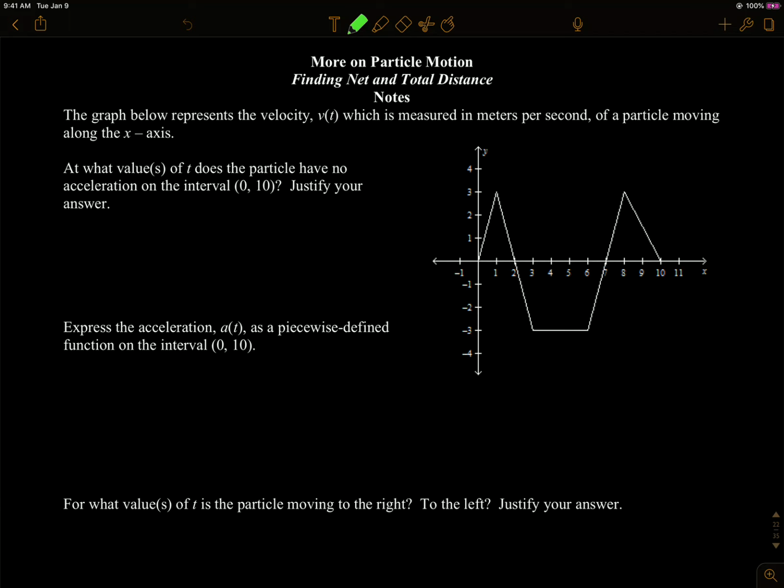At what value of t does the particle have no acceleration on the interval 0 to 10? Justify your answer. So acceleration is the derivative of velocity. So no acceleration means no derivative, means not differentiable. So that occurs at these cusps. So we're going to say that a of t is undefined when the velocity function is not differentiable.